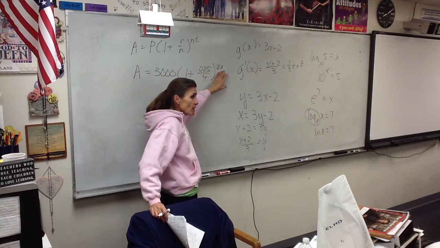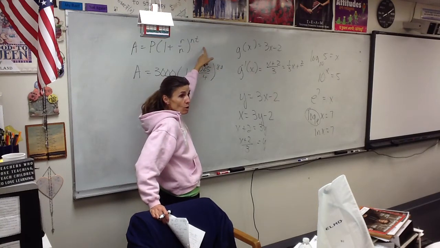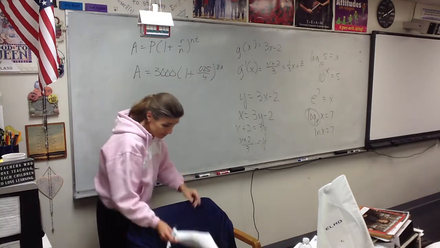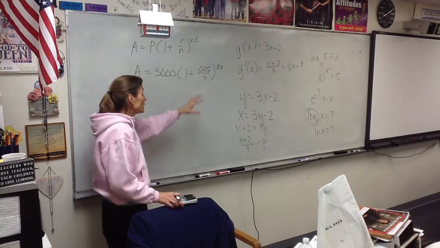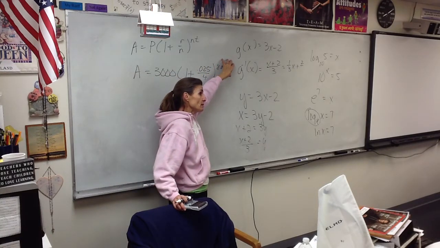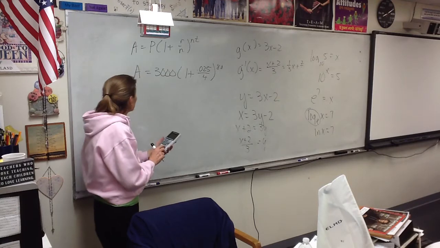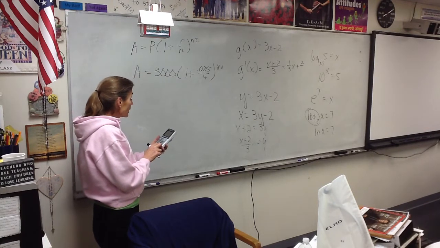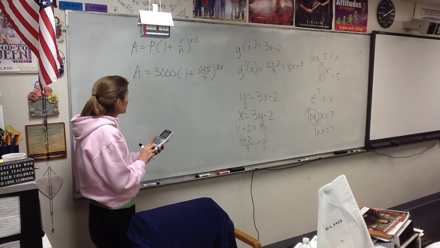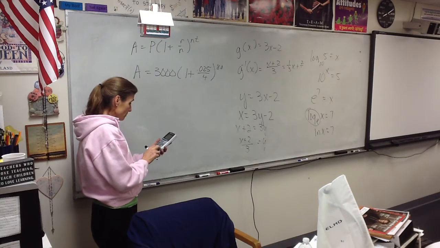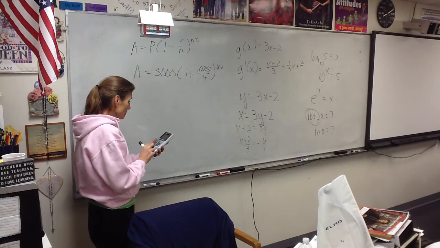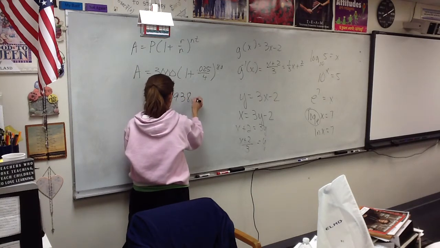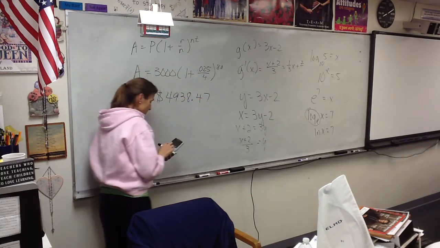Where did the 80 come from? 4 times a year for 20 years. Does this require logarithms? No. It only requires logarithms if your variable is an exponent. So here we go. I'm going to type this in. And again, if you don't get what I get, then we'll have to talk about it later. You should have gotten $4,938.47.